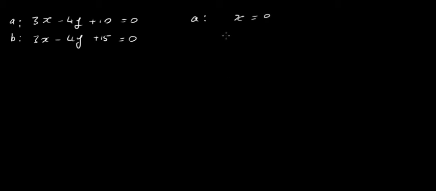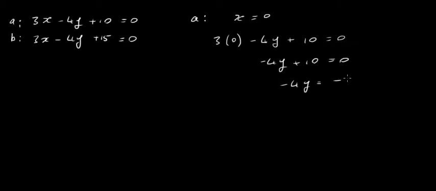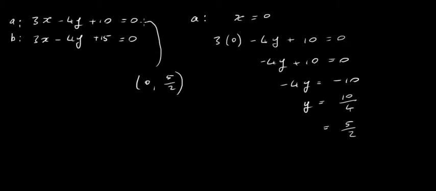That will give me 3 times 0, which is just 0, minus 4y plus 10 equal to 0. So that will give me minus 4y plus 10 equal to 0, which is minus 4y is equal to minus 10, or y is equal to 10 over 4, or minus 10 over minus 4, which is 10 over 4, which is just 5 over 2. So if x is 0, y will be 5 over 2. So this point is on our line A.